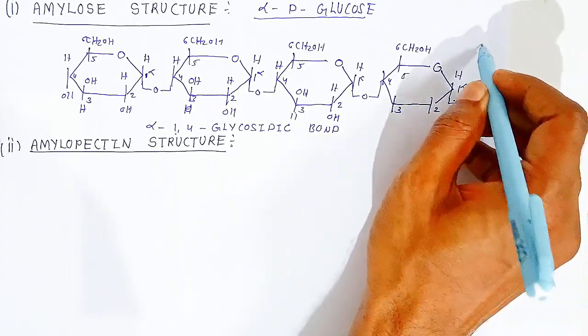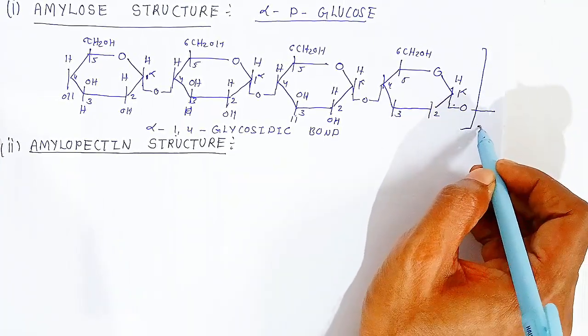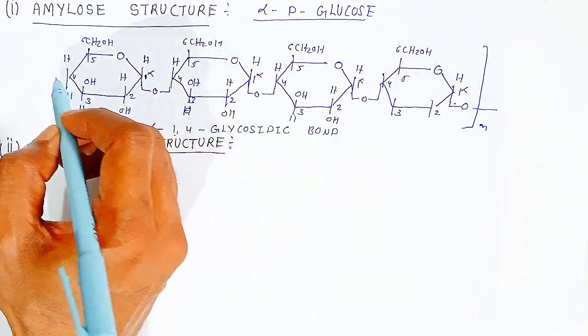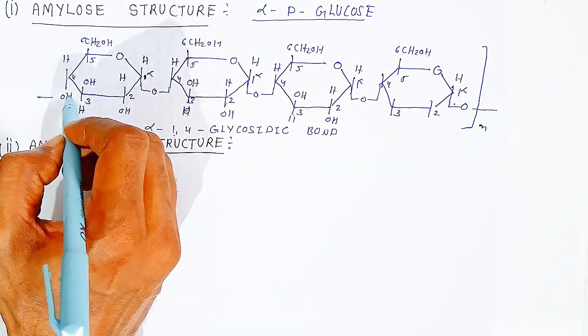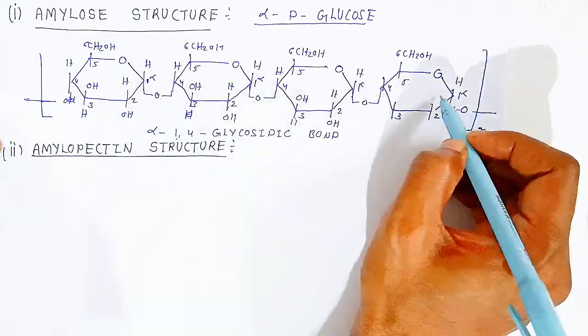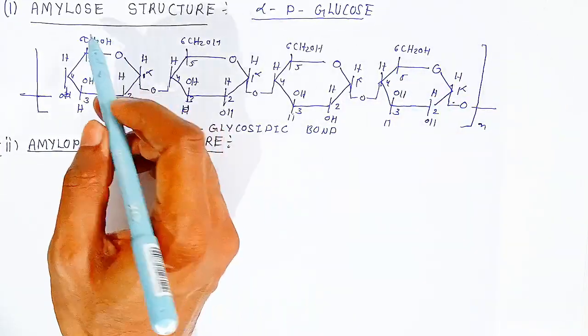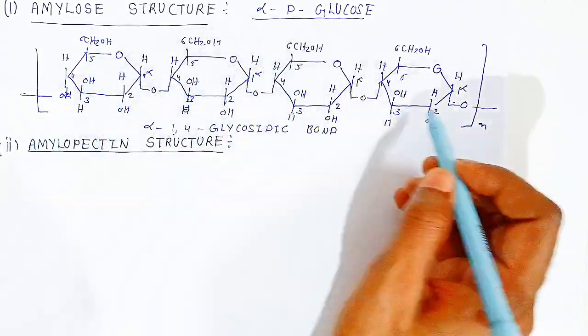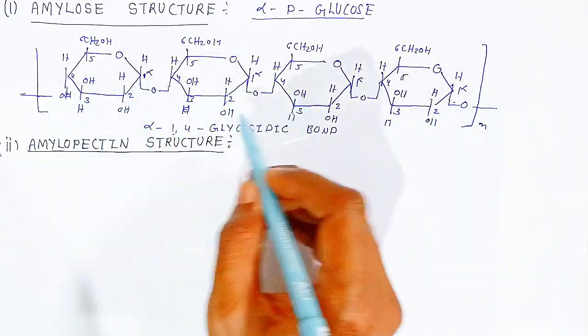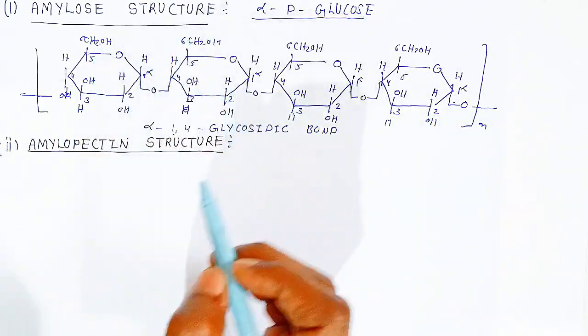So it is a polymer, students. This way you have to show the symbol. They go on combining. Here also, students, oxygen. So this is the structure of amylose. They are in series. All the alpha D glucose are present in series. So this is the structure of amylose, students.